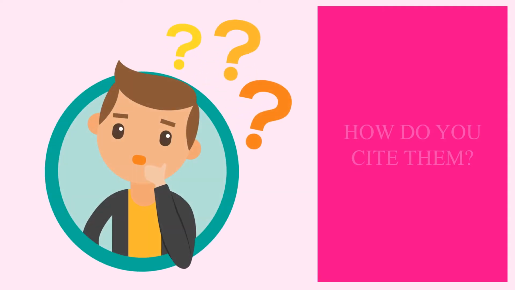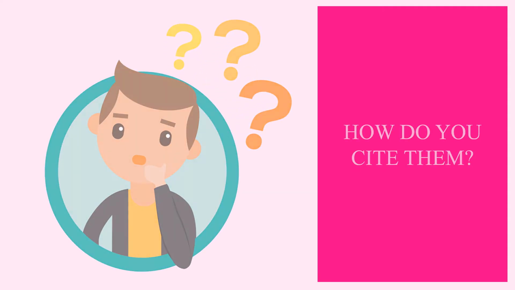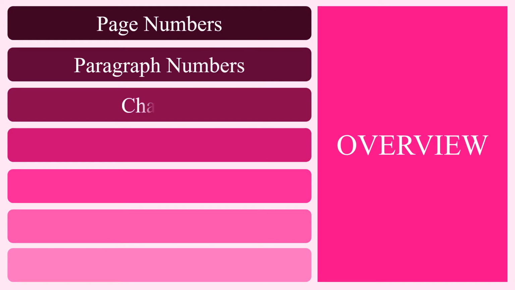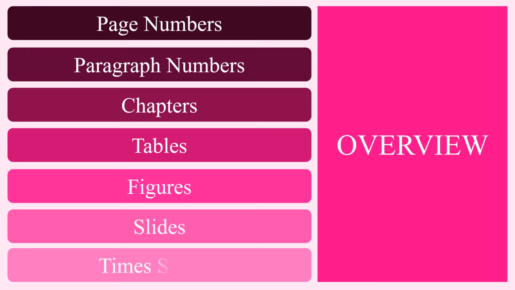The question is, how do you cite these? The answer is a little complicated because each different kind of source requires a different citation. So we're going to outline how you can create citations including page numbers, paragraph numbers, chapters, tables, figures, slides, and timestamps.